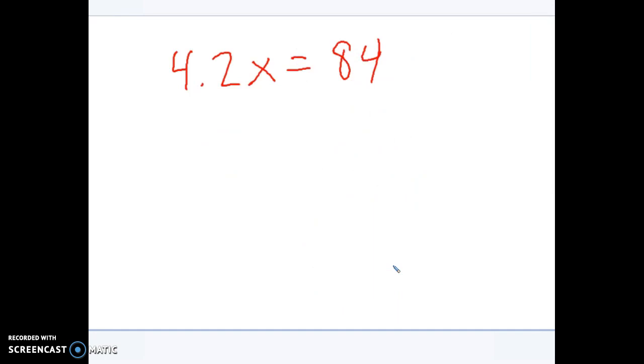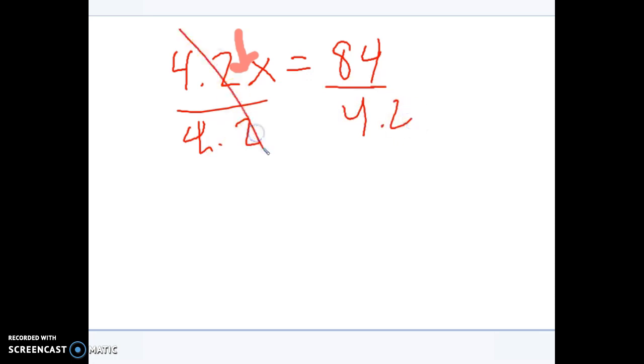Now, whether you have a decimal or a fraction, if you identify right away that this is a multiplication problem because there's not a sign in between the number and the variable, you know you have to divide. So 4.2 is being multiplied to x. So we have to divide both sides by 4 2/10. Now, this cancels, you're left with x. And we are left with 84 divided by 4 2/10.